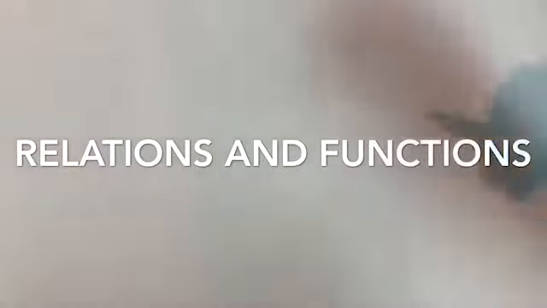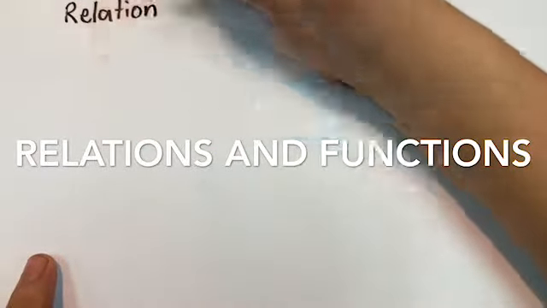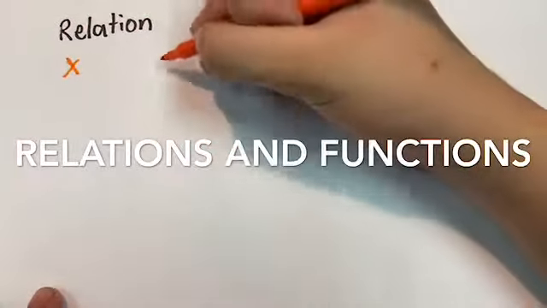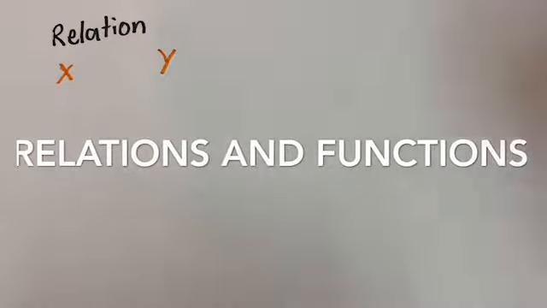So first things first, what is a relation? A relation is quite simple. A relation involves two variables, the x variable, which is also called the domain, and the y variable, which is also called the range. Both of these variables involve certain pairs.